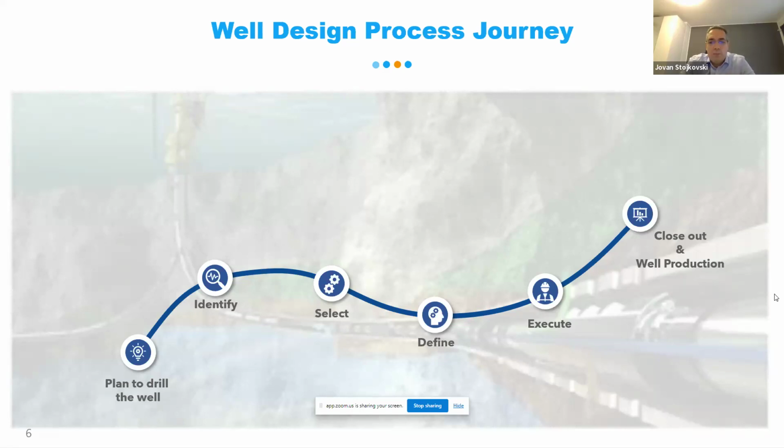After which, if they have any problem, they will come again to the well completion engineer to be able to design a recompletion. So let's go one by one. At the moment when we plan to drill the well, as I mentioned earlier, the reservoir engineer, petrophysicists, and geologists will focus on opportunities, which can be exploration, appraisal, or development wells.